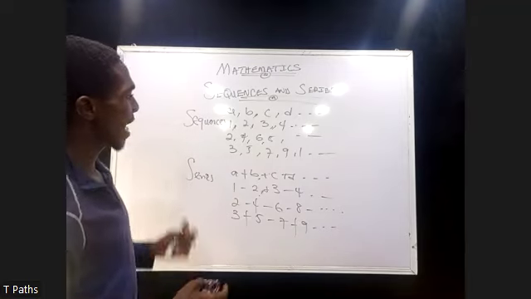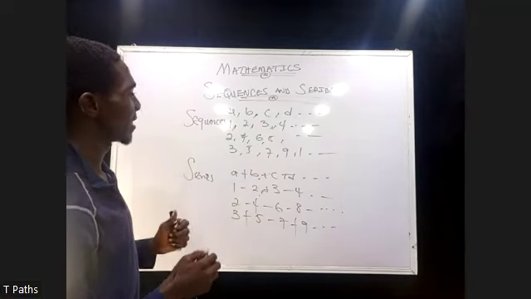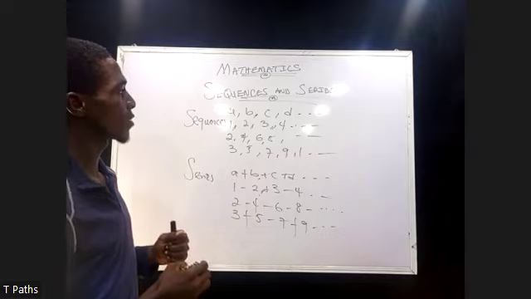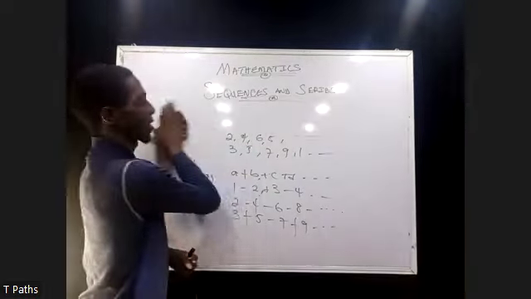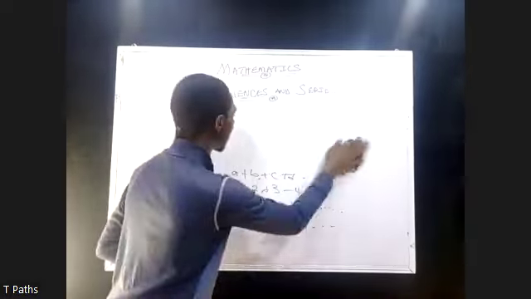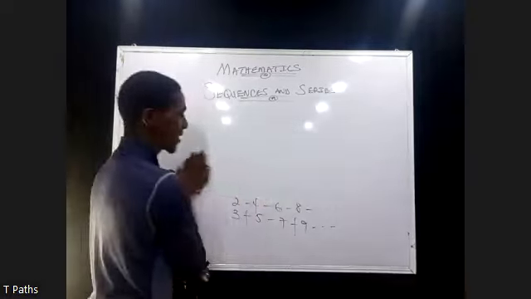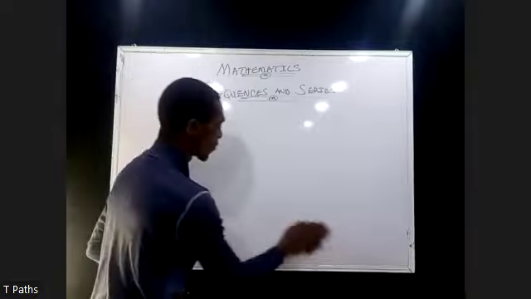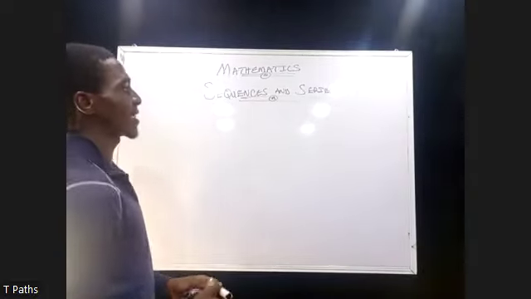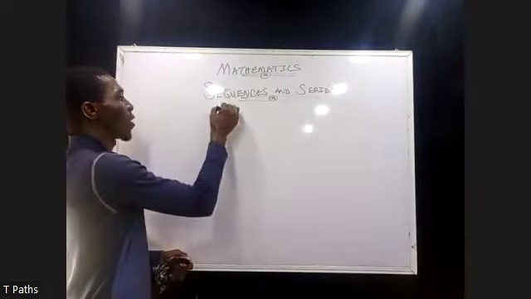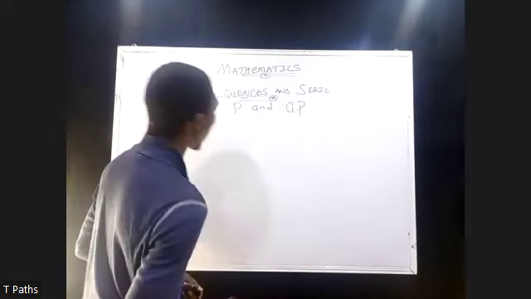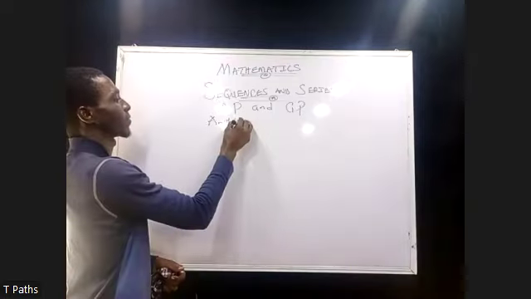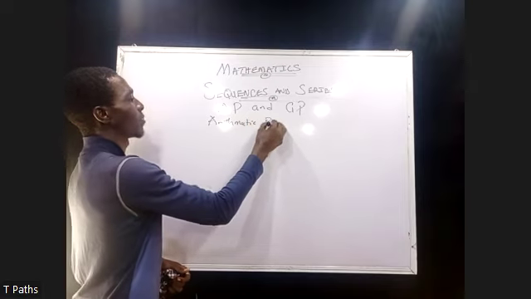If you have the idea of what a sequence is and a series is, then we can proceed to the types of sequence and the types of series we have. Sequence and series is a general topic in mathematics that students love to tackle. When we talk about sequence and series, two things come to their mind. We call them what? AP, and the second, GP. What? Arithmetic progression.